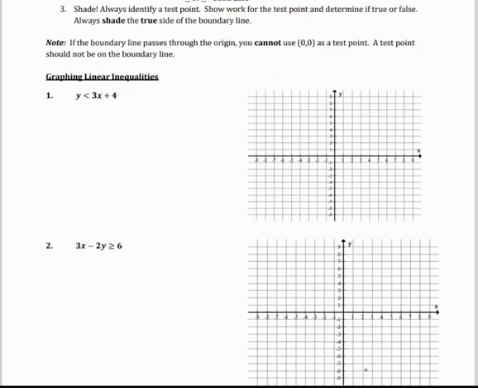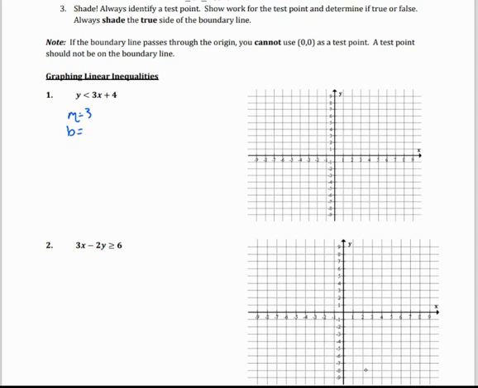Y equals 3x plus 4. This is already in slope-intercept form. So my slope is 3. The y-intercept is 4. So we will plot that. Up at 4 and a slope of up 3 over 1 or down 3 over 1.